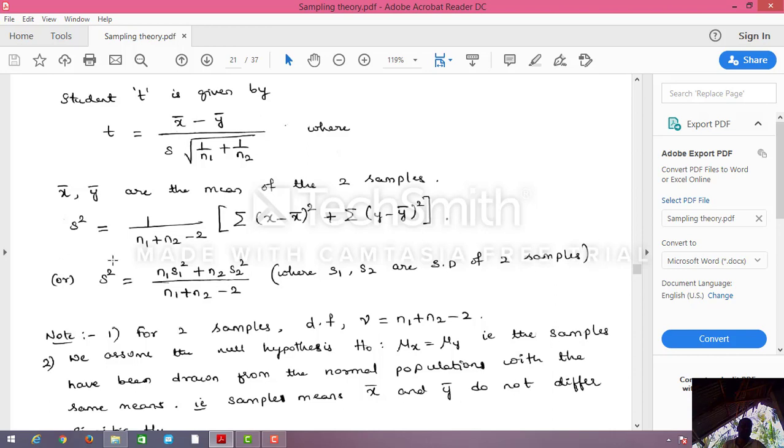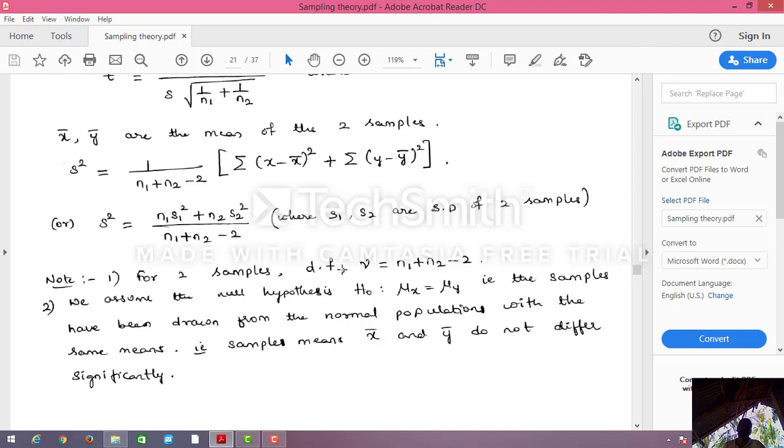To find s square, we will use 1 divided by n1 plus n2 minus 2 into summation of (x minus x bar) whole square plus summation of (y minus y bar) whole square. This formula we will use, or sometimes the other formula: s square equal to n1 into s1 square plus n2 into s2 square divided by n1 plus n2 minus 2. Here n1 is the sample size and n2 is the other sample size, and s1 and s2 are the standard deviations of the two samples.